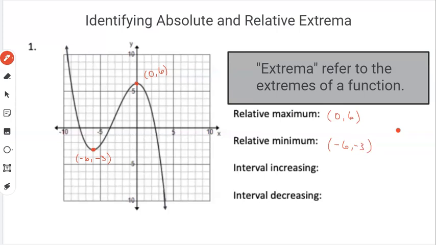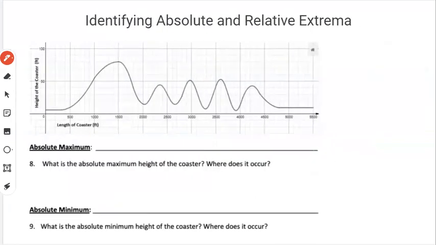Now, we have relative extrema. We can also talk about absolute extrema. So you can have an absolute maximum and you can have an absolute minimum. So looking at this graph, where do you think the maximum height of the roller coaster is going to be? Well, it would be the highest point on the graph, right? That would be the absolute maximum, which would be right here.